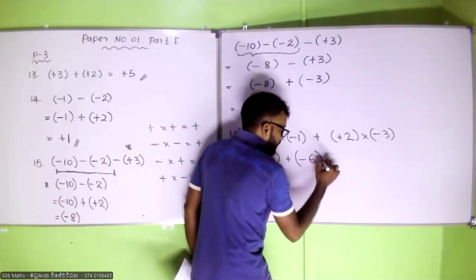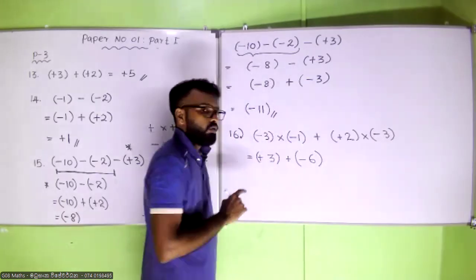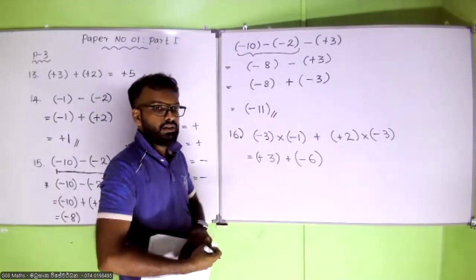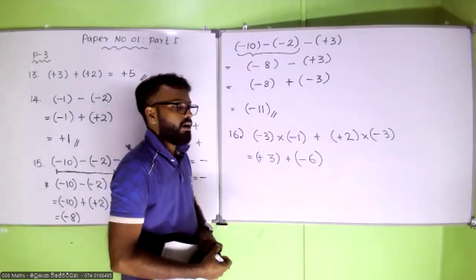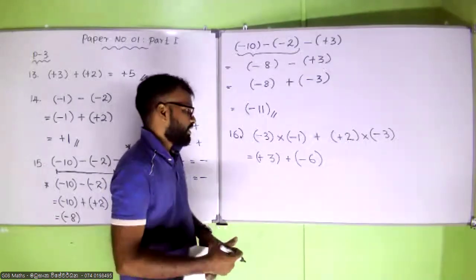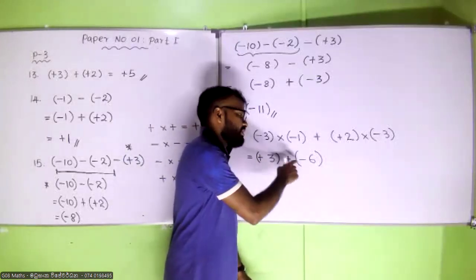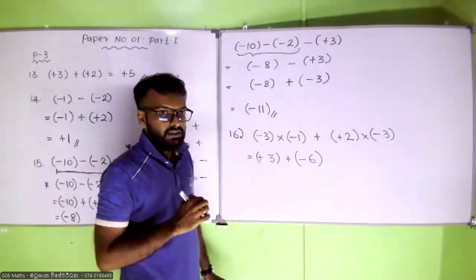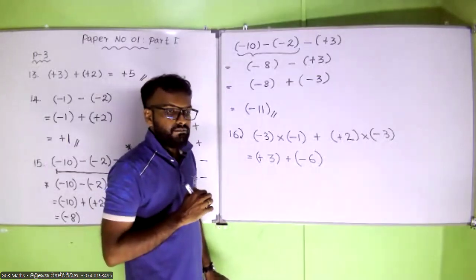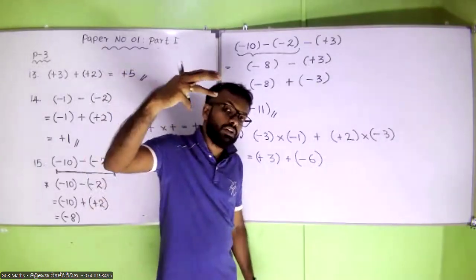6. Right. Do you know how to add these two? Negative 3. Super. So this is positive 3. This is negative 6. Are they the same signs or different signs? Different signs. So if we have different signs, we have to follow 3 steps.